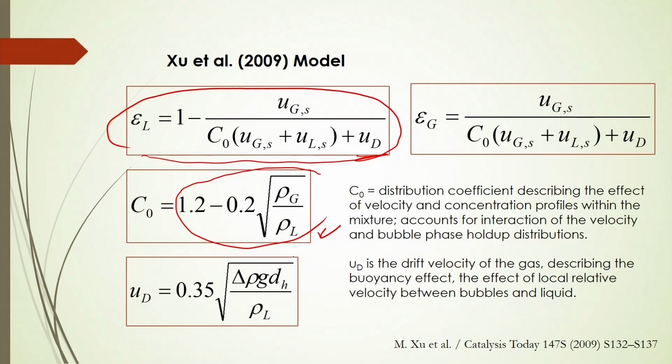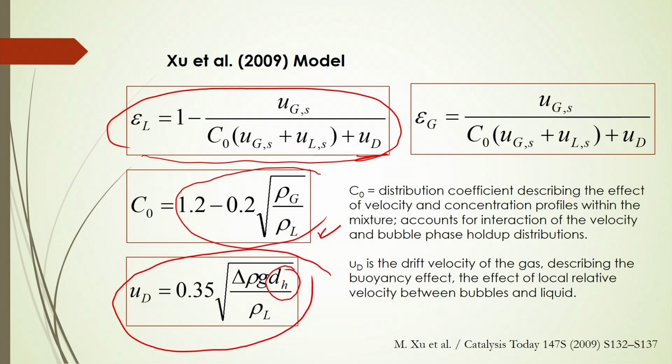Whereas this drift velocity is a function of physical properties of the system like density, and also the geometry of the channels, that is, the hydraulic diameter. So, from this equation you can calculate what should be the UD.